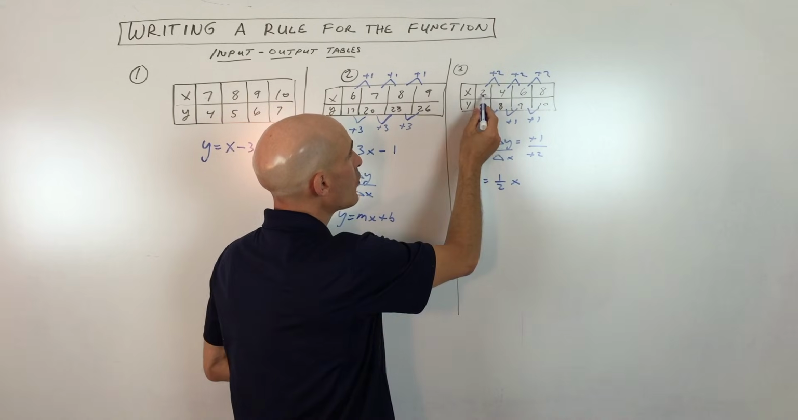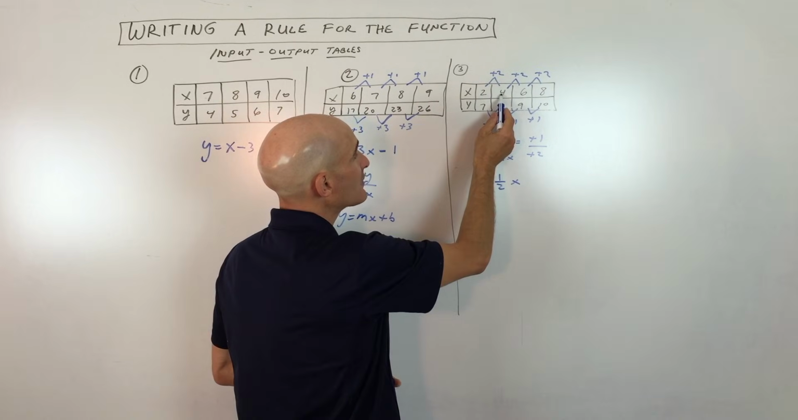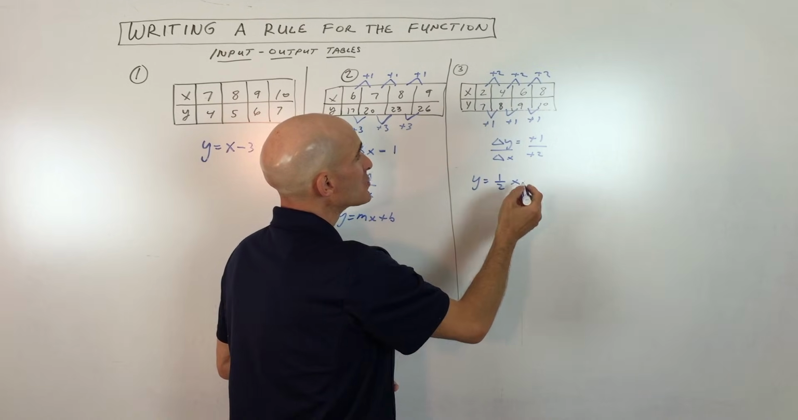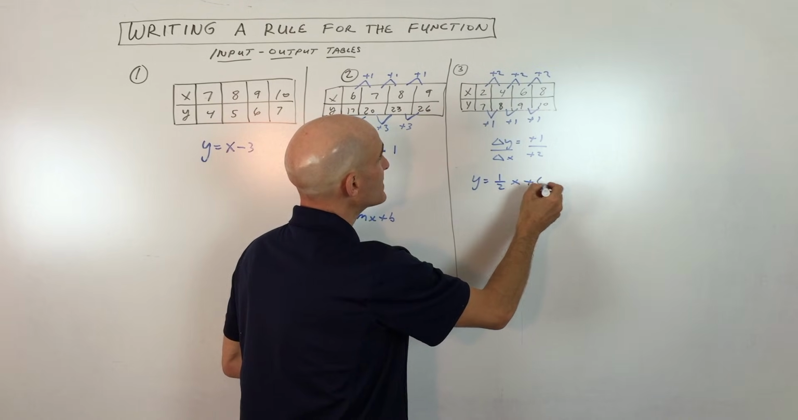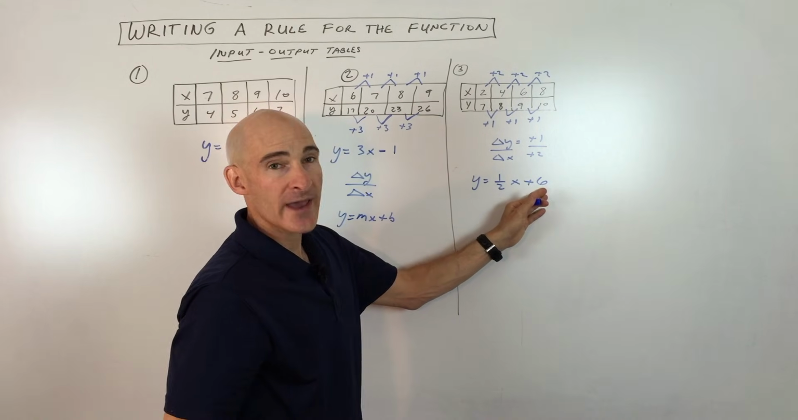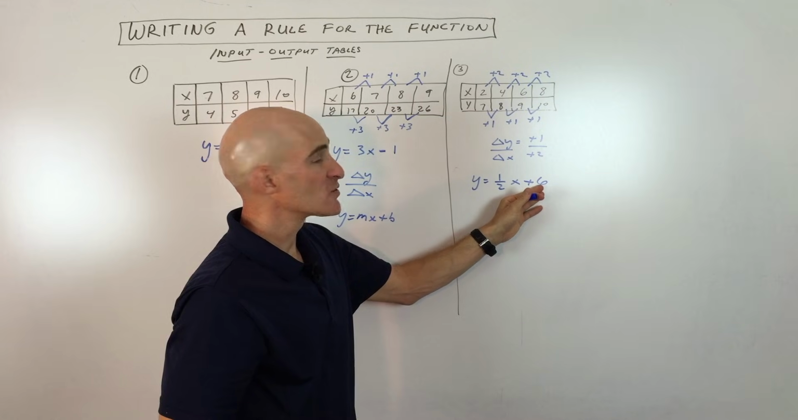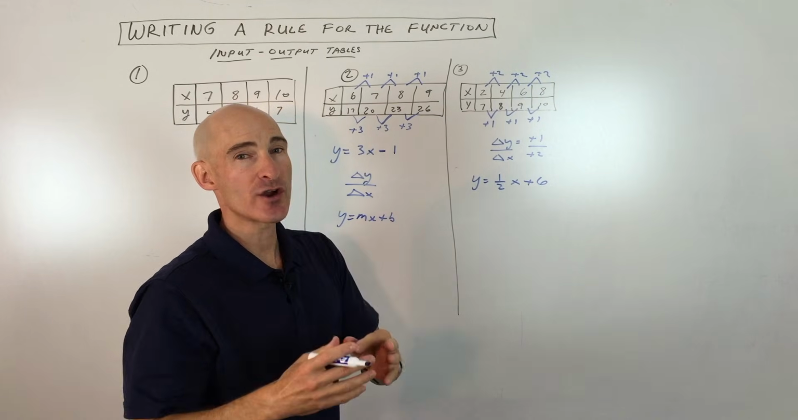Now you can see here 1/2 times 2 is 1, but we're getting 7. 1/2 times 4 is 2, but we're getting 8. So it looks like we have to adjust that by adding 6 more. Okay, so this is what's called our y-intercept or our initial condition. And this is what the value is when x is 0. So 0 is like the starting point.